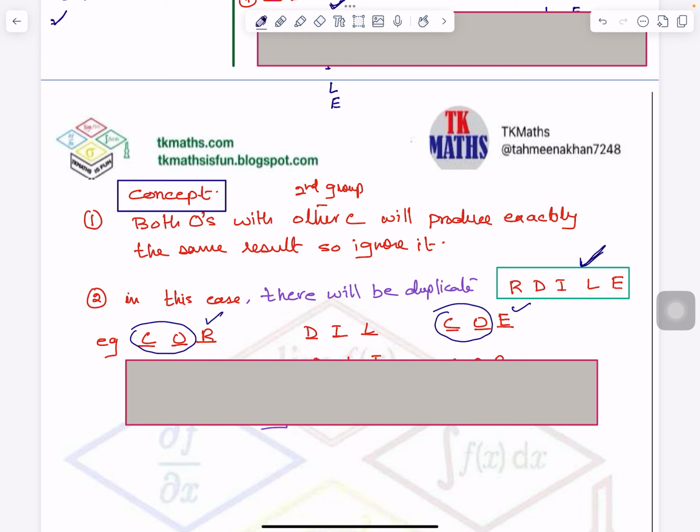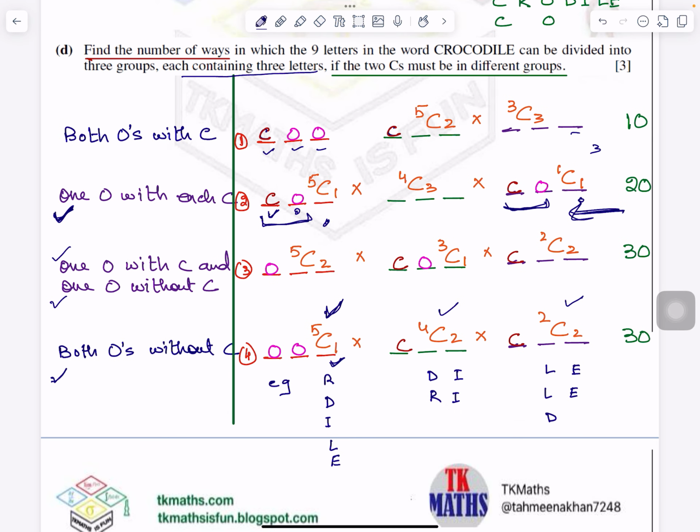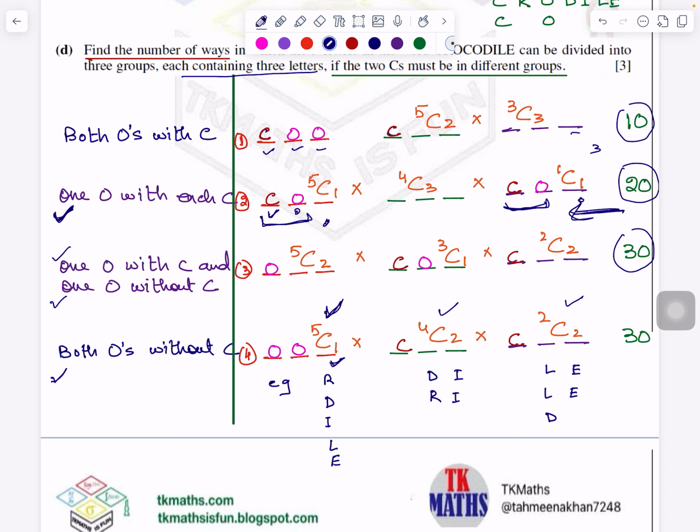In the rest of the cases, there was no such possibility of repetition of identical things. But in this case, there is a possibility. So that's why we are dividing it by 2. So the final answer will be 10, 10, because you will divide it by 2, then 30, and then 30. Okay, so what will the final answer be? 80, because this one will be divided by 2 factorial, which is 2. So the final answer will be 80.